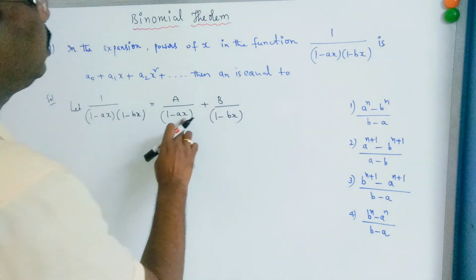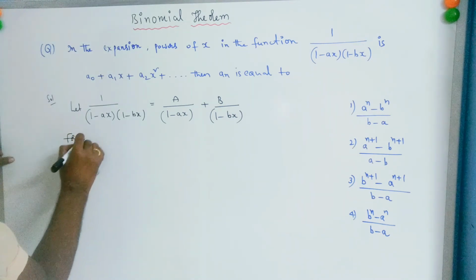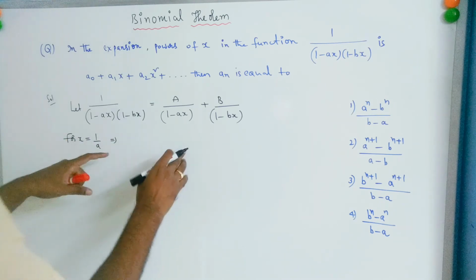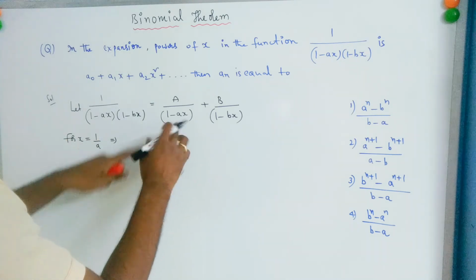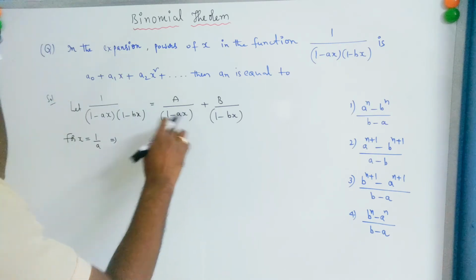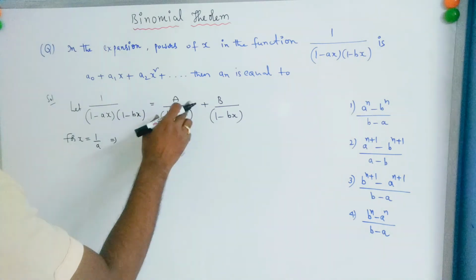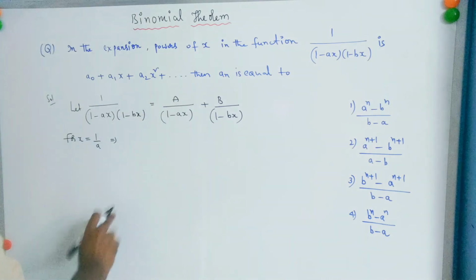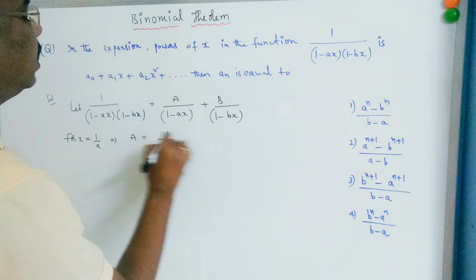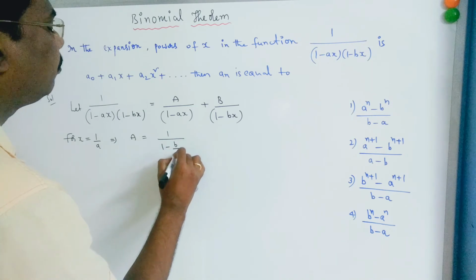Okay, now for x is equal to 1 by a. Now a cancels, 1 minus 1 is 0. Now you get the A value. Now cancel 1 minus ax, 1 minus ax. Now A is equal to 1 by 1 minus b by a.